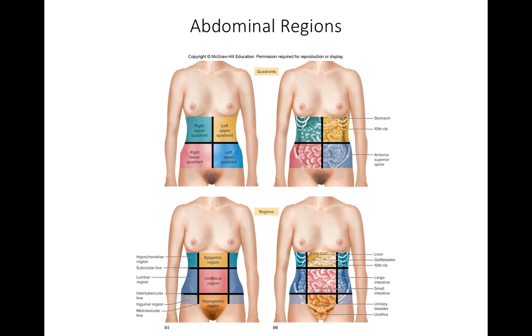The mid-clavicular lines are your vertical lines. The subcostal line at the 10th rib is your first horizontal line, and then your intertubercular line runs right below your anterior superior iliac spine on the pelvis. So this is not an arbitrarily drawn tic-tac-toe board. And then your regions are going to be a lot smaller. When you're dealing with abdominal pain, it can sometimes be a lot more useful to show somebody the regional version of the abdomen versus the quadrant version, simply because you're going to be able to narrow down the scope of the pain a little bit easier.